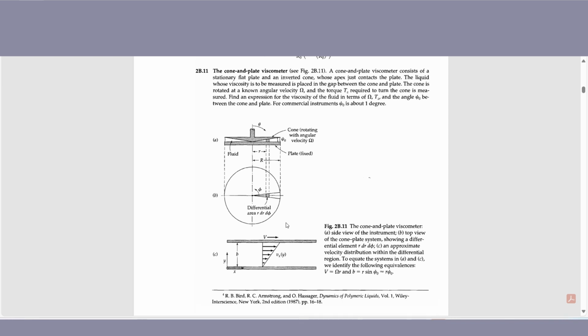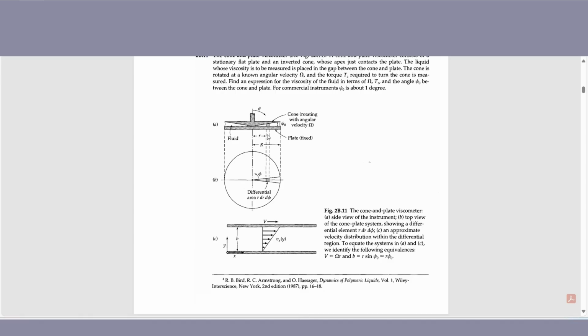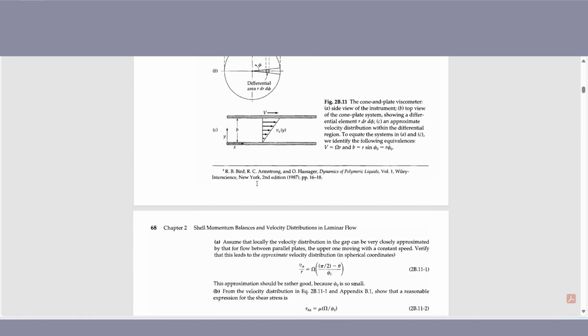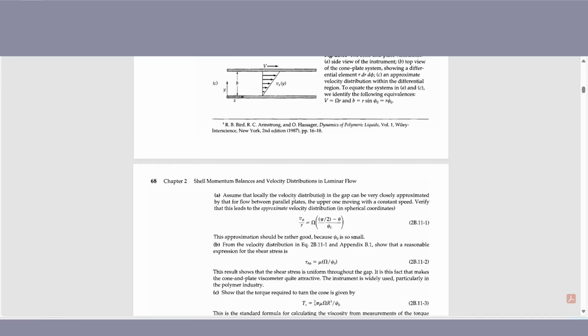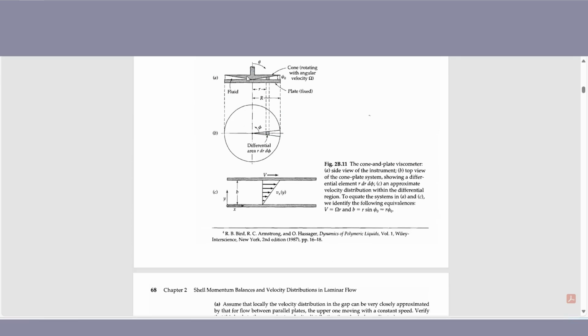All right, this is going to be a problem review of 2B11. 2B11 is a cone and plate viscometer, and you can read all of this, but basically for part A, the goal is to find the velocity in the phi direction. This plate viscometer looks like this, but it's like a circle, and it's going to rotate in this direction.